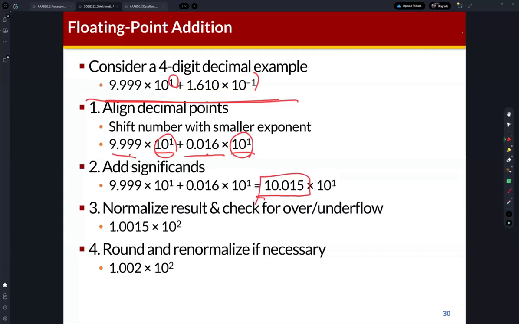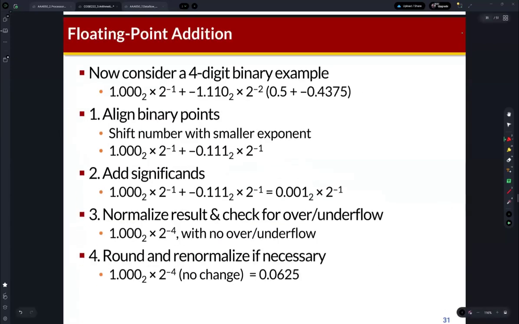But it's not normalized, right? So then we can normalize the result. Then we can also round the result if necessary. So this is the floating point addition in decimal numbers.